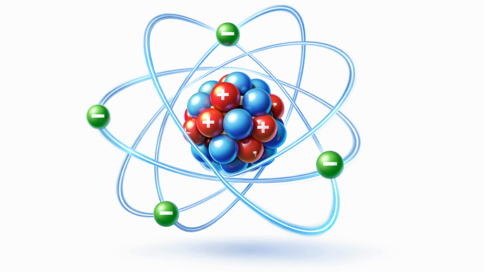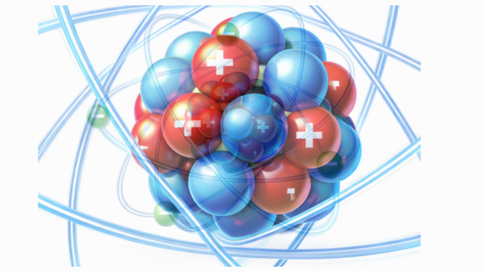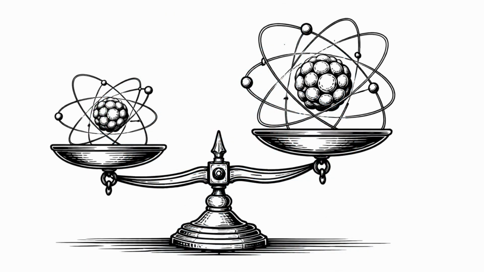Why do atoms look neutral but still have charge inside them? And why can two atoms of the same element weigh different amounts? By the end of this video, atomic number, mass number, and neutrons will finally click.